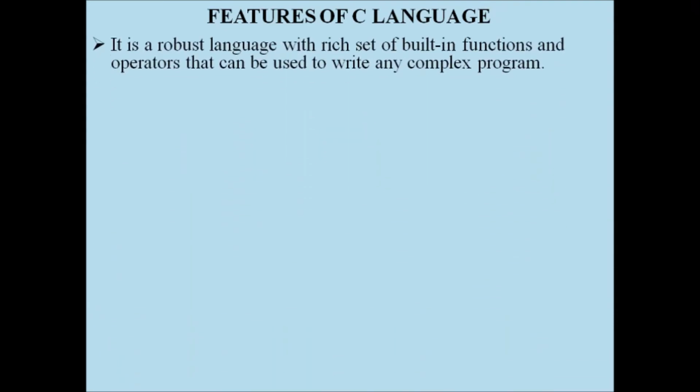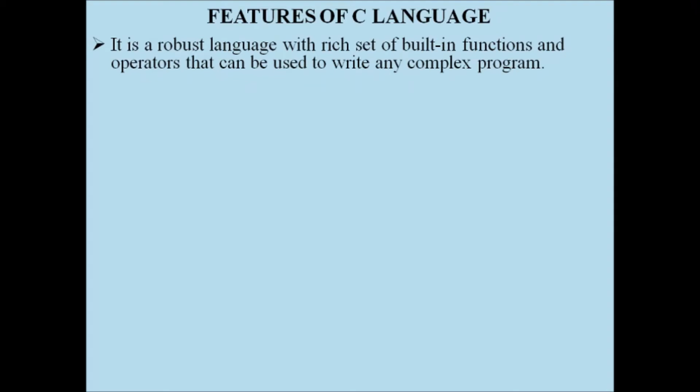Next we are going to see some of the features. The features are derived from the concepts whatever we discussed so far. So it has some of the features. So first one, the language is robust. Robust in the sense it is rich in its features, its capabilities. That's why it is called robust. It is strong.